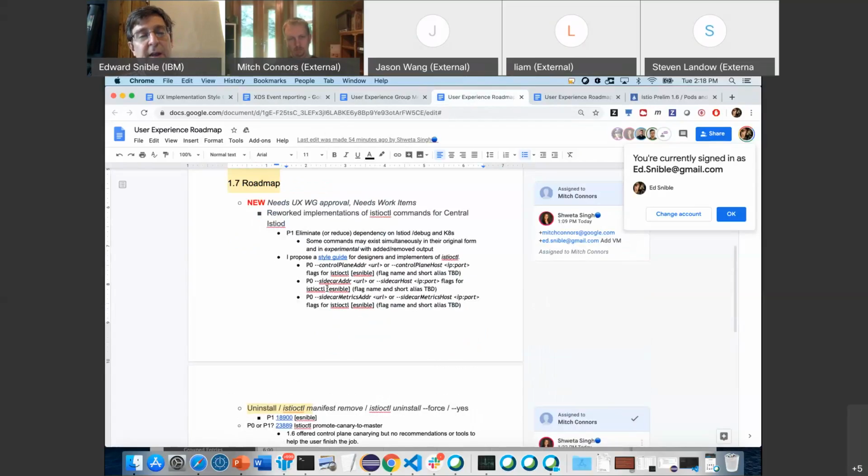So let me talk about what I want us to agree on so that I can present this to the TOC for part 2 of our roadmap presentation. One is I want to eliminate or reduce our dependency on the debug API of Istio and on Kubernetes itself for listing pods. I haven't exactly said how much, hopefully 100%, and make it a P1, primary, but not a must ship. If there's some command that still does it, we can deprecate that command, keep it in. How does that sound to people?